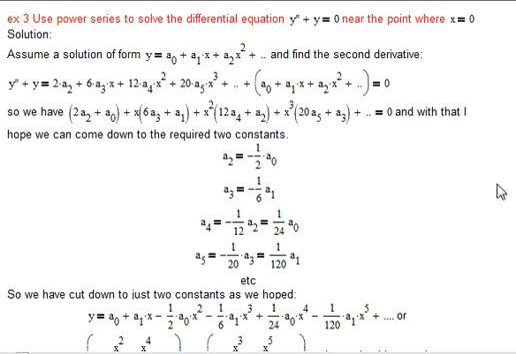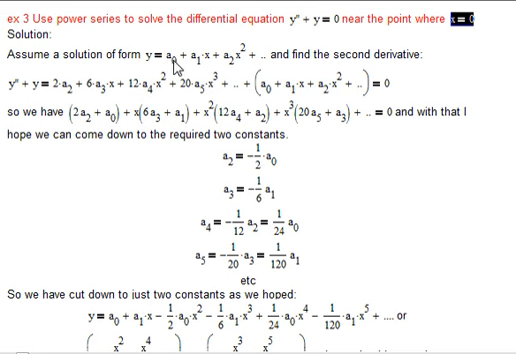Okay, let's see if we can do something with the power series. We're going to use a power series to solve the differential equation y double prime plus y equals 0 near the point where x equals 0. You may recall this one is just a cosine x plus b sine x, but let's see if we can come up with the same thing using the power series.